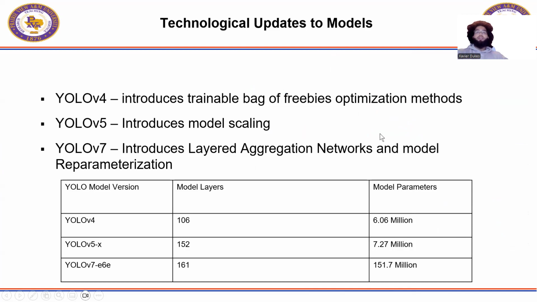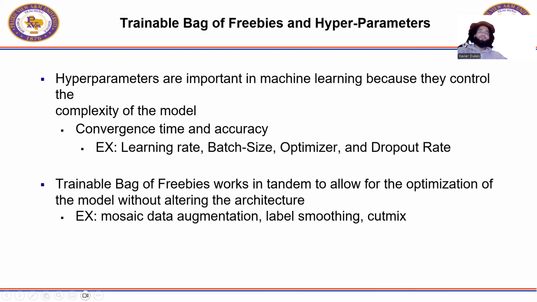So, technological updates and differences between the models. YOLO 4 is the first to introduce trainable bag of freebies with optimization methods. YOLO V5 introduces model scaling on top of trainable bag of freebies. And YOLO V7 introduces the layered aggregation networks and model reparameterization. And then these are the size of the models that we used, YOLO V4 through YOLO V7, with YOLO V7 being the largest and having the most parameters. Trainable bag of freebies and hyperparameters.